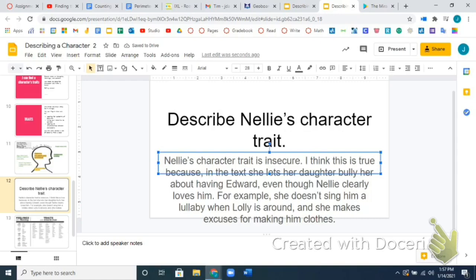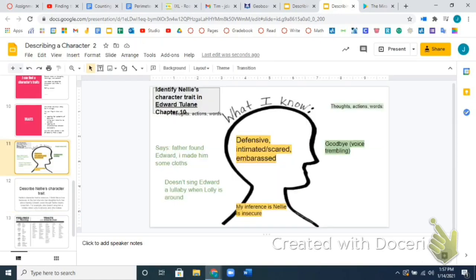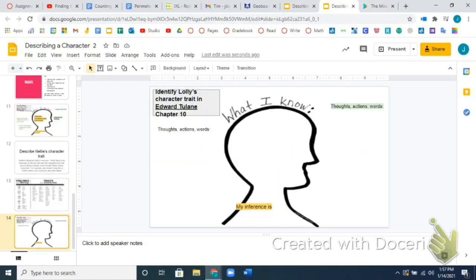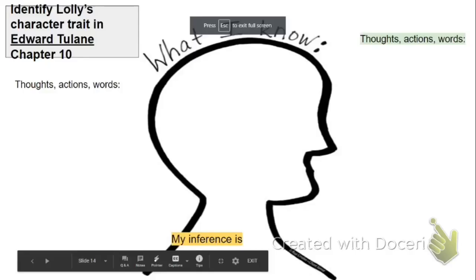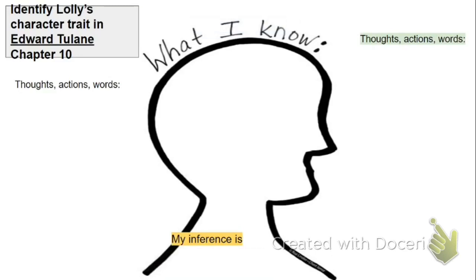On today's assignment, you're going to take notes using my little head thing, and then you're going to upload a picture of your notes, and then you're going to wrap your answer in today's assignment. So at this time, I want you to take a screenshot of my head. I'll put it full screen so you can see it. Take a screenshot of my head, and you are going to describe not Nellie, but Lolly, the daughter, in Chapter 10. There will be a read aloud of the chapter for you to listen to, and you'll be able to read the text as well.